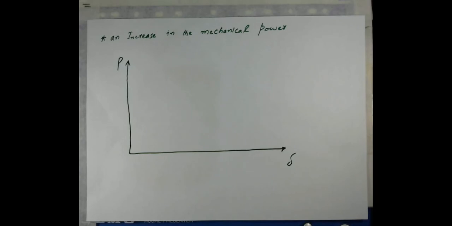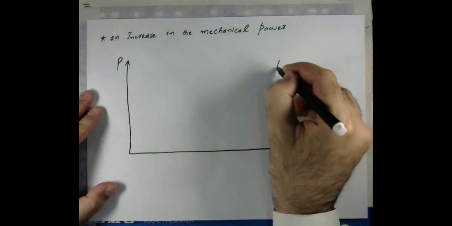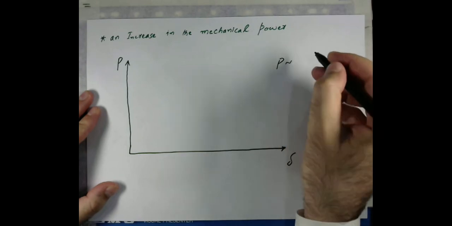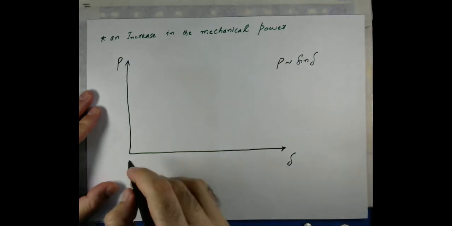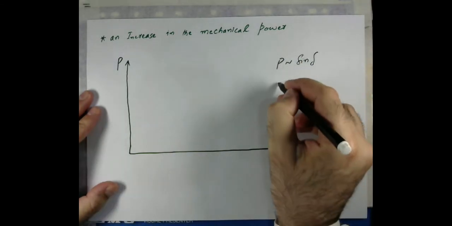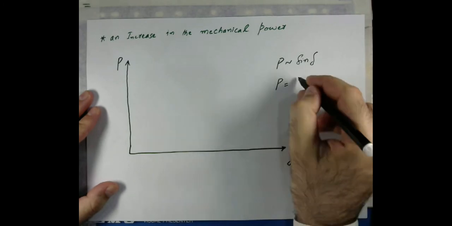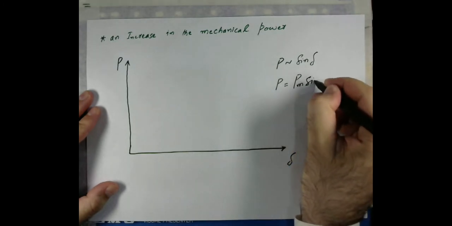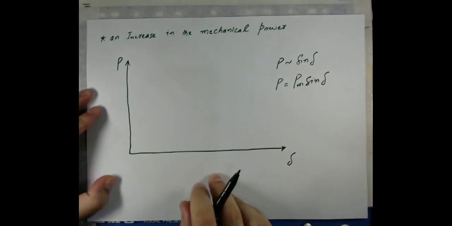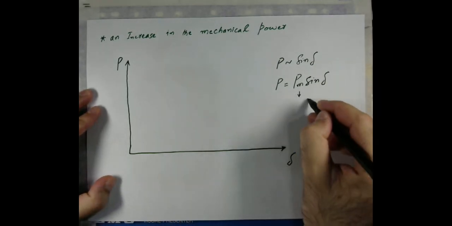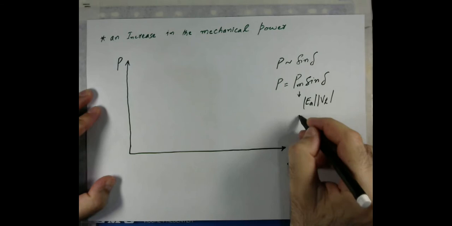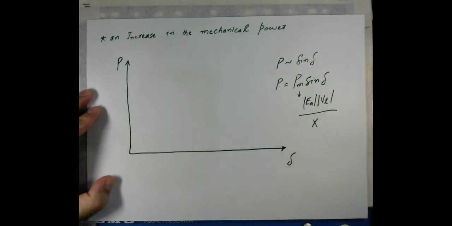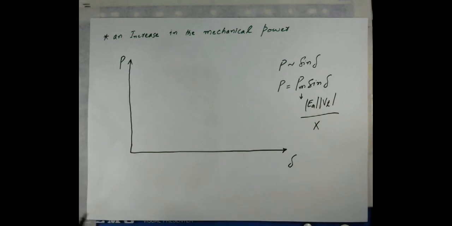So let's say now we have a variation, and knowing that power is sensitive to the angle, rather the sine of the angle. We know that the power can be expressed as P max sine of the load angle, where P max is equal to the magnitude of E A times the terminal voltage divided by X, and then we have the sine of the load angle term.